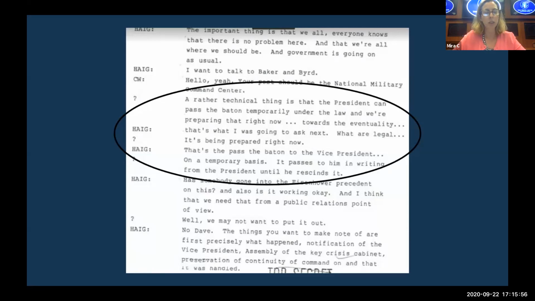September 29th, the Reagan Library will be rolling out a brand new website, and you'll be able to look up all these cool things on our site, reaganlibrary.gov. And you can see some of the things that they're trying to figure out relating to the 25th Amendment.